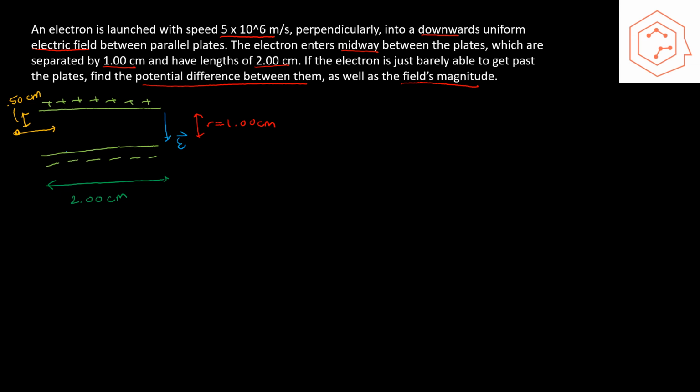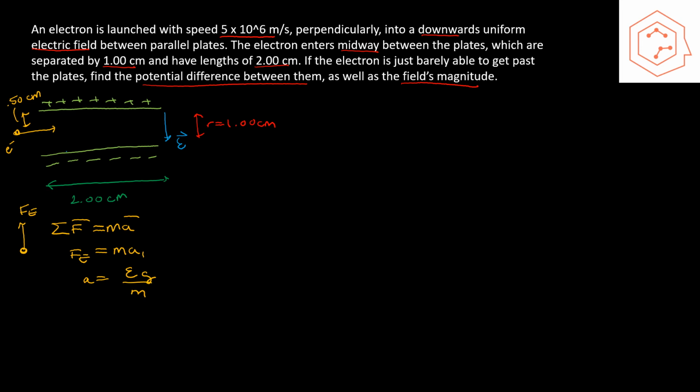So if we consider the free body diagram of the electron, since the electric field is going downwards, the electron feels a force in the opposite direction since it's negatively charged, so upwards. We know that the net force is equal to F is equal to ma. So Fe is equal to ma. Fe is equal to Eq, so A is equal to Eq divided by m.